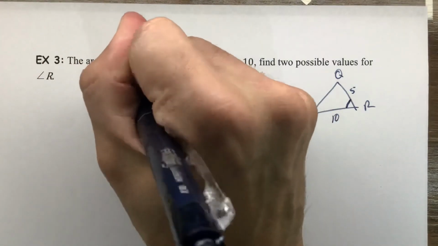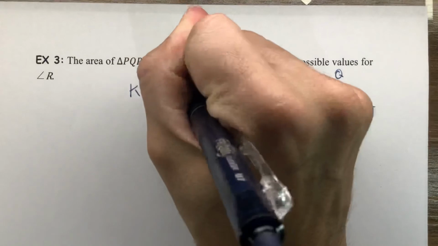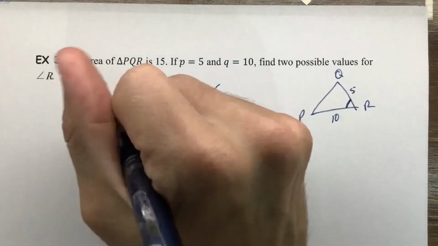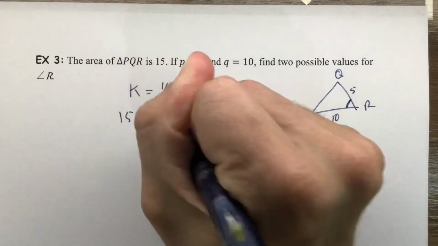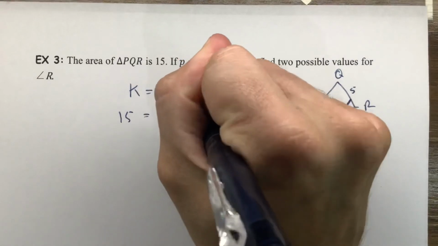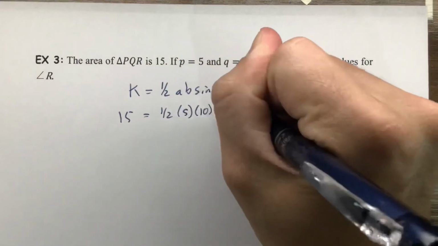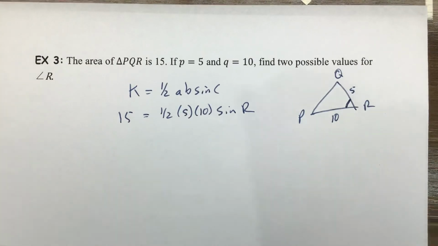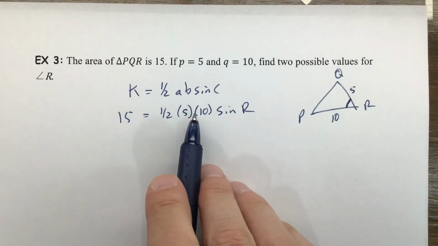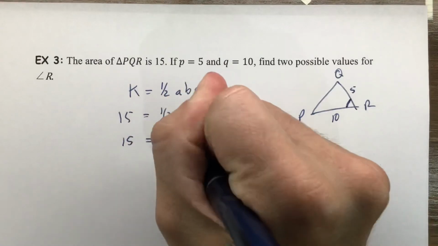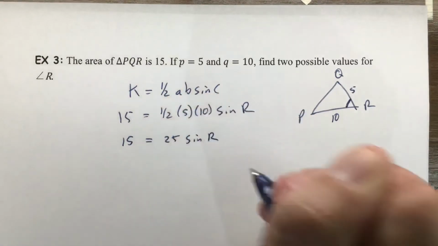Okay, so the formula is k equals 1/2 AB sine C. The k is given as the 15. The 2 sides that we have are 5 and 10. And we're asked to figure out the sine of R. So I'll go ahead and write R in there because that is our included angle that we're looking for. All right, 5 times 10 is 50. Cut that in half and you get 25. So we've got 15 is equal to 25 sine R.